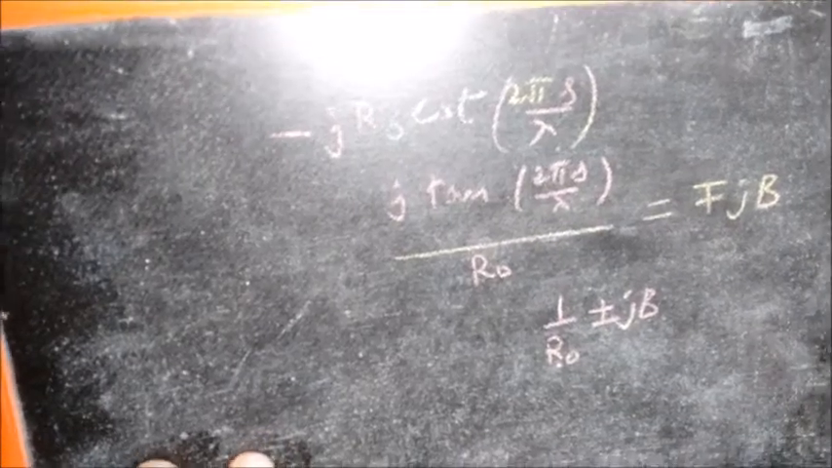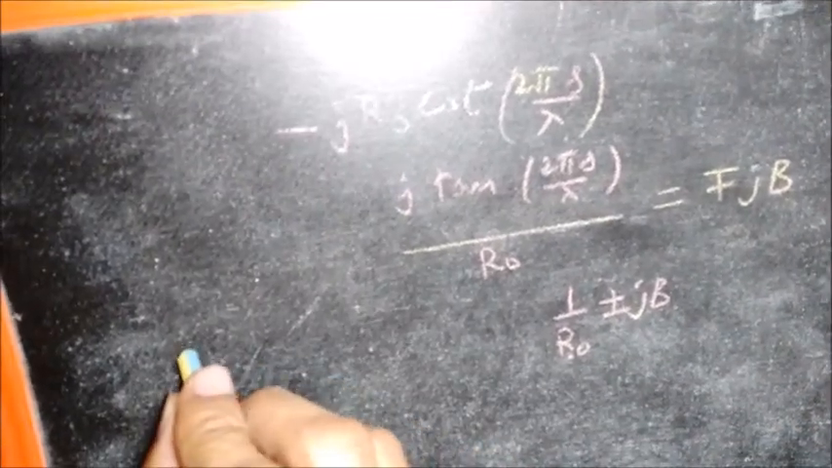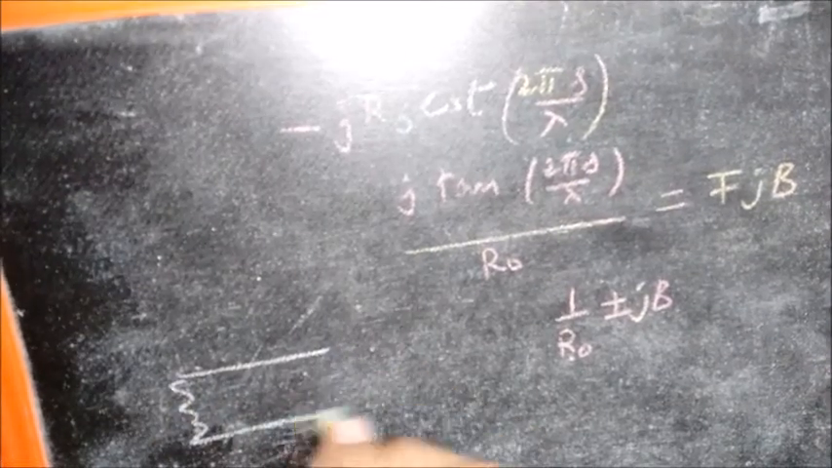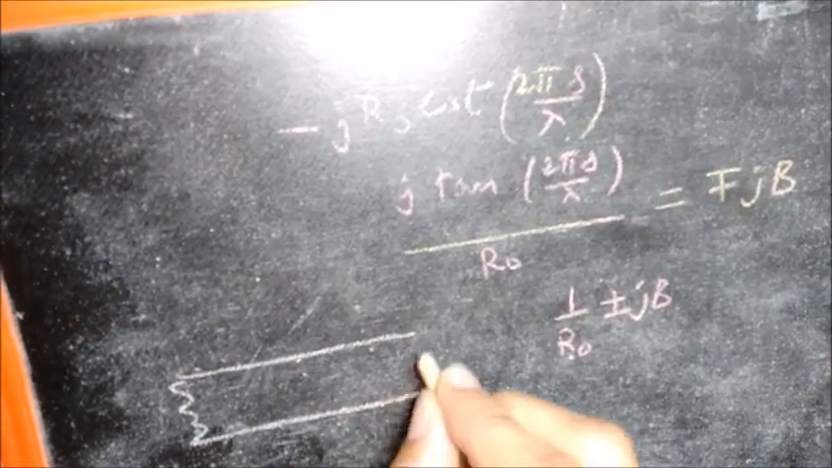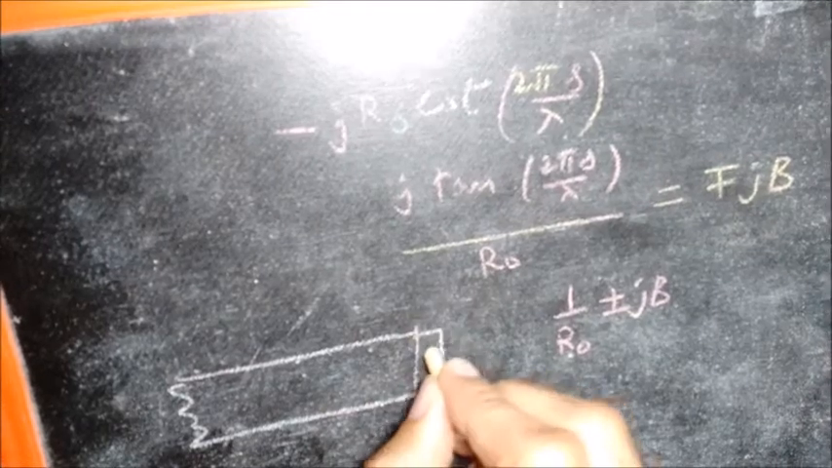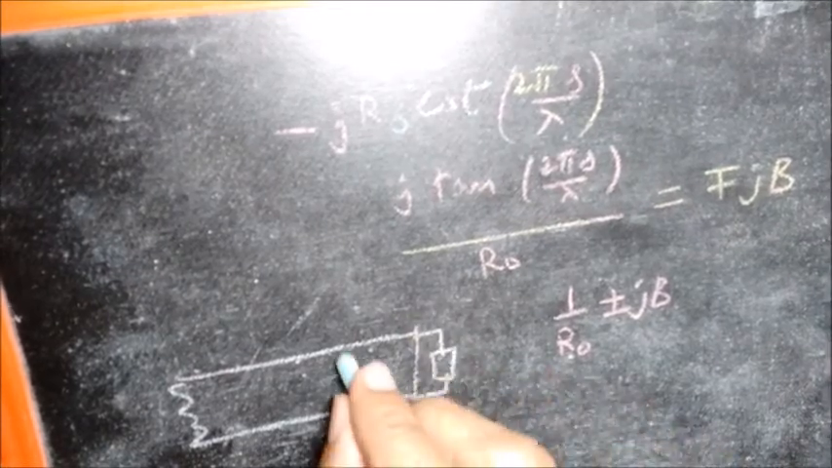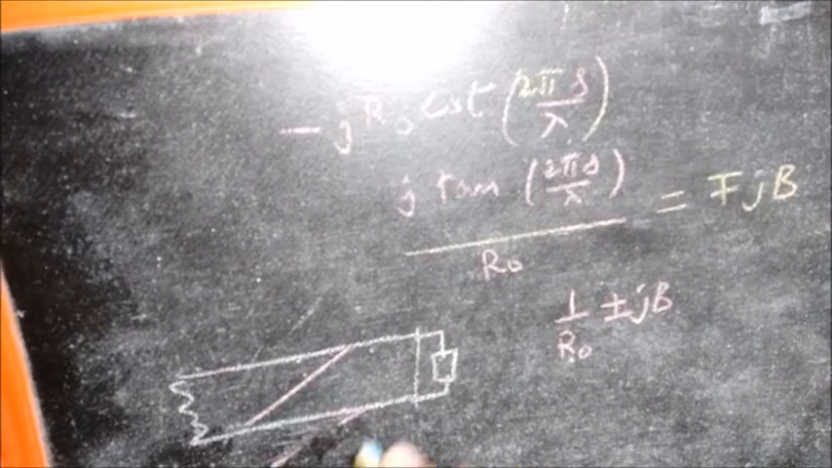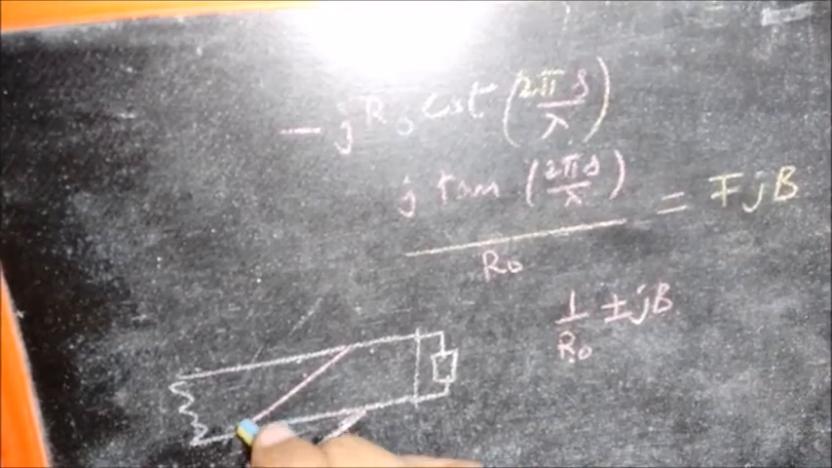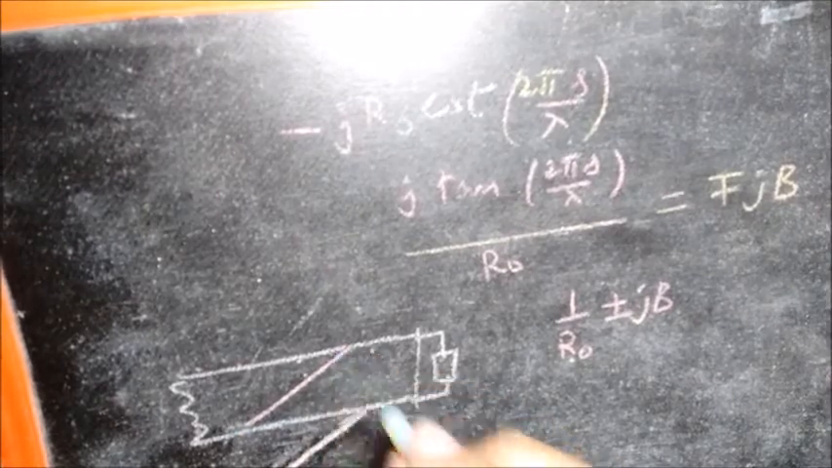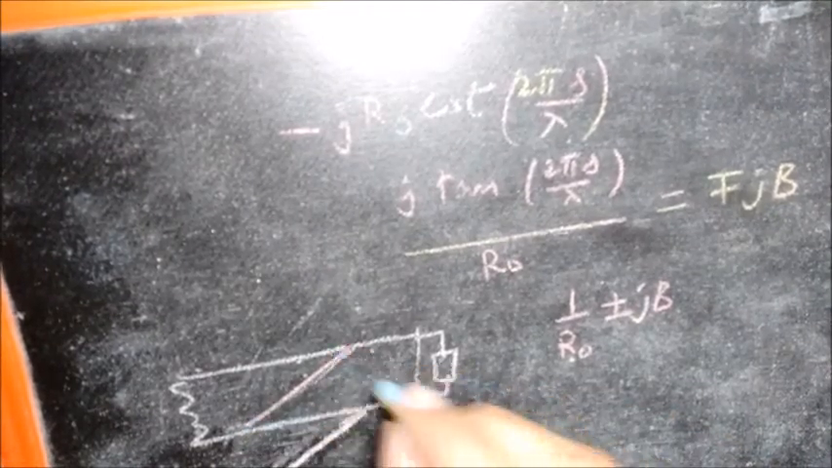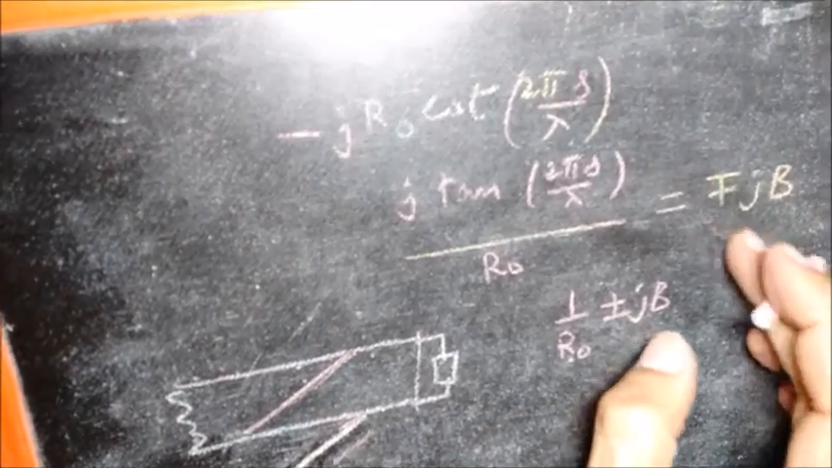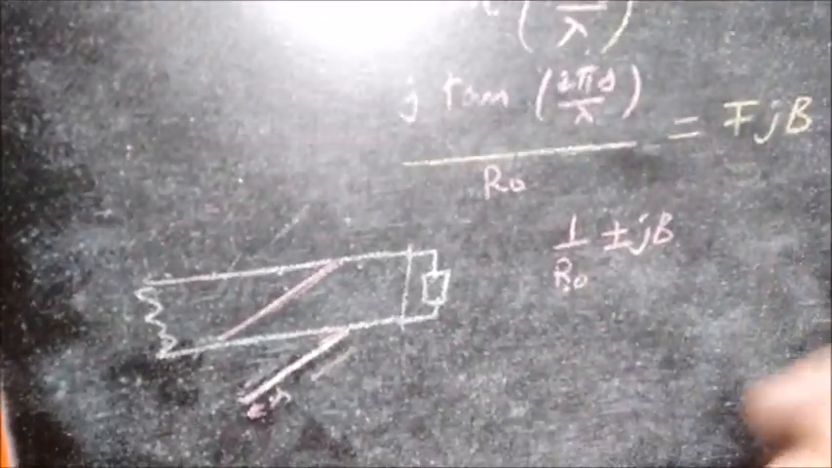But how is it going to look like? Let's say this is the transmission line, and we have the load here. Now the open circuited stub, when you connect, will be just like this. You just have to leave it floating. It's open circuit. And of course, some S will be there such that it is equal to minus or plus JB.